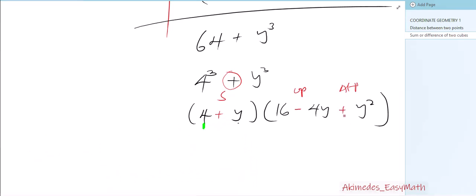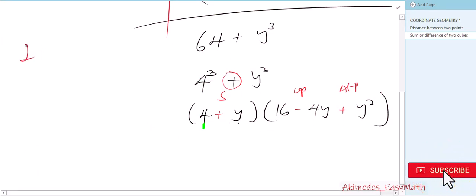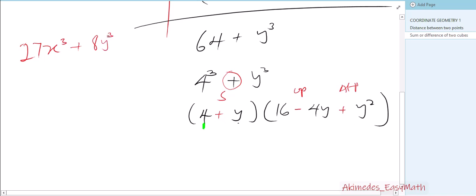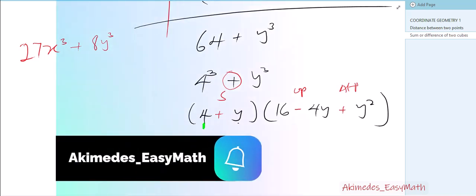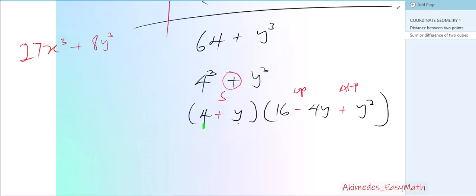So try this one for me. Factorize the following: 27x cubed plus 8y cubed. 27x cubed plus 8y cubed. Let me give you some seconds to factorize them. Time up.